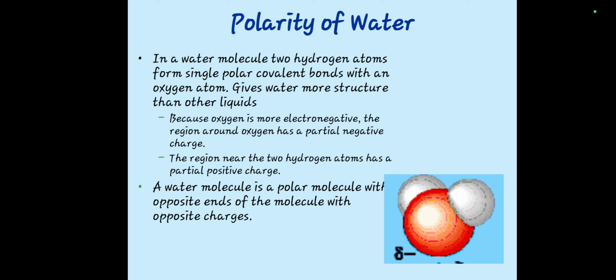So it gives water more structure than other liquids, because oxygen is more electronegative, so the region around oxygen has a partial negative charge, and the region near the two hydrogen atoms has a partial positive charge. This pertains to the structure of water and the charges it produces, the partial negative and partial positive charges. So a water molecule is a polar molecule, with opposite ends of the molecule having opposite charges. In the structure of water, we will see two opposite ends, and by these two opposite ends, two opposite charges are shown, either partial negative or partial positive. Always remember that and take note of it.